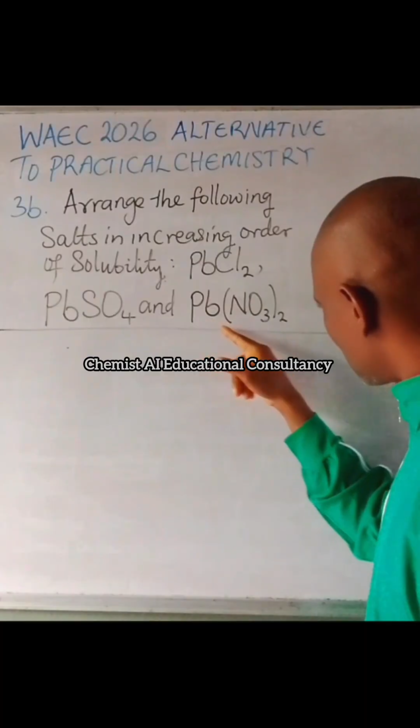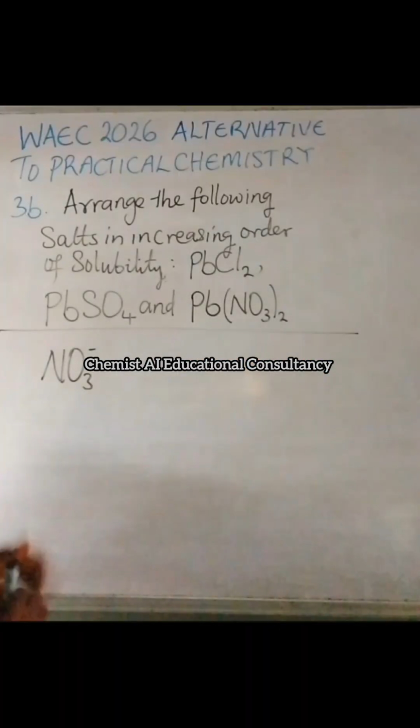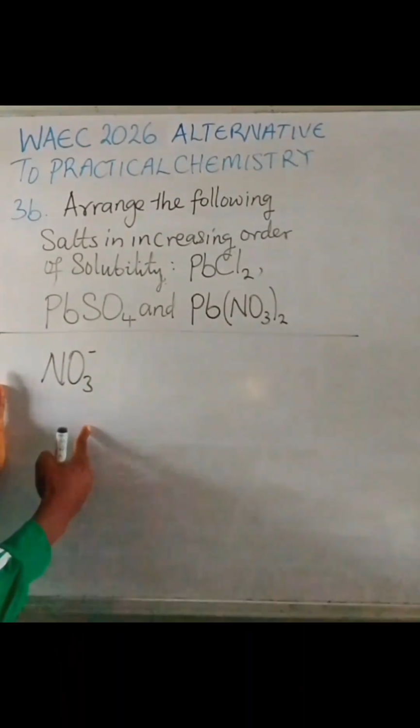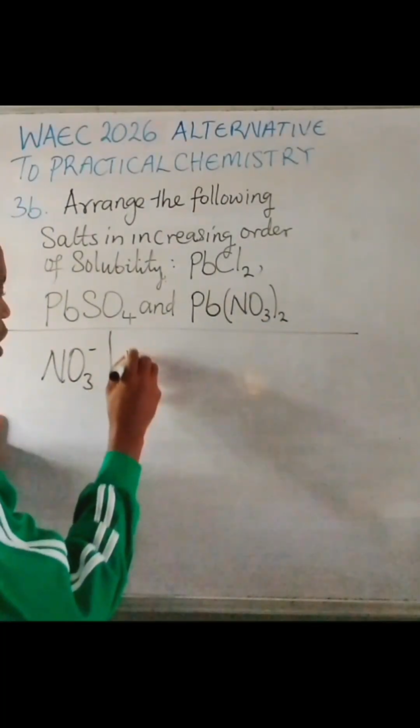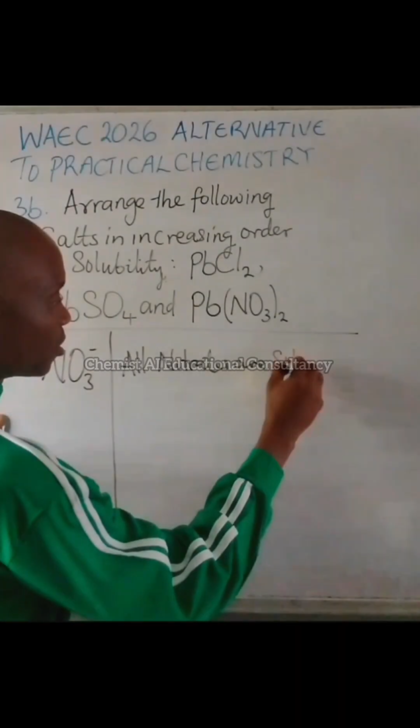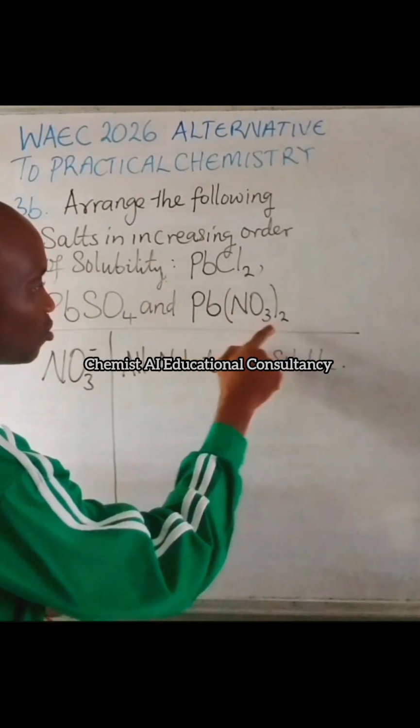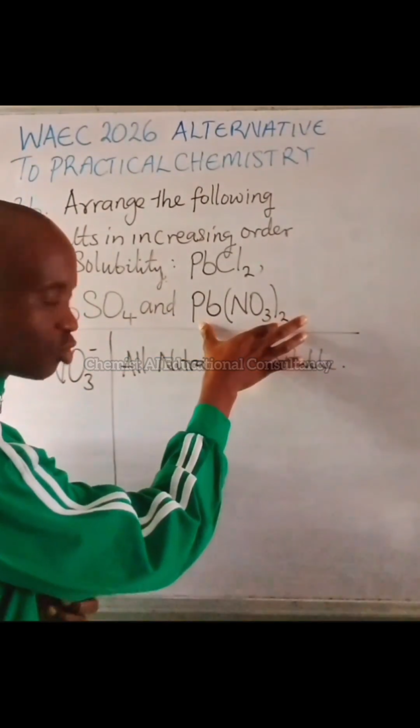Now let's talk about solubility of nitrates. Nitrates are salts that contain trioxonitrate 5, and the rule is that all nitrates are soluble, all of them, which means lead 2 trioxonitrate 5 is soluble.